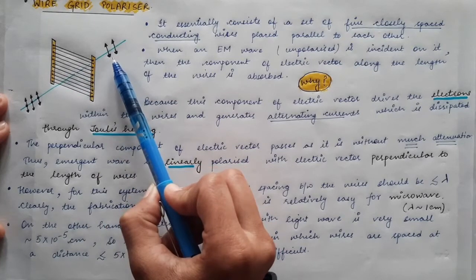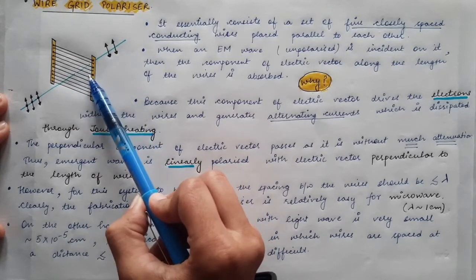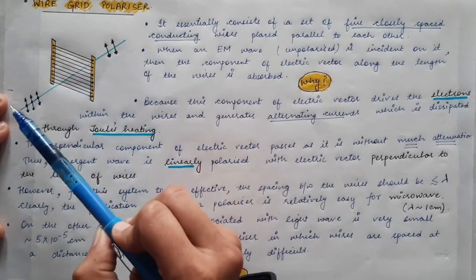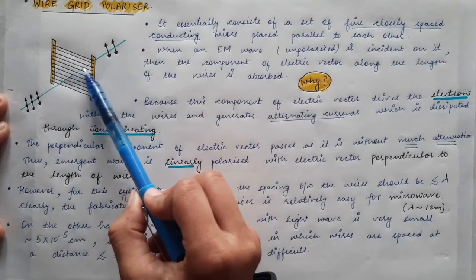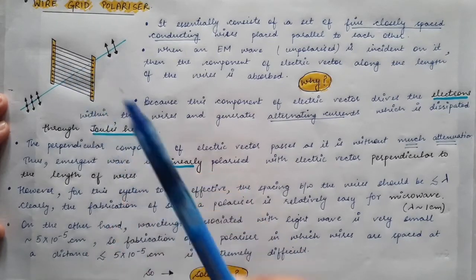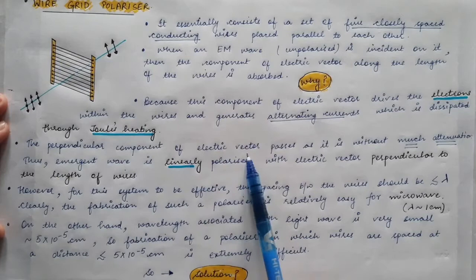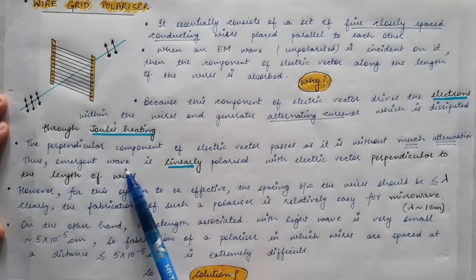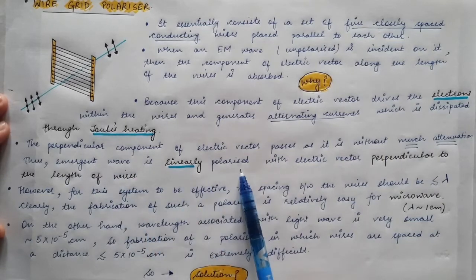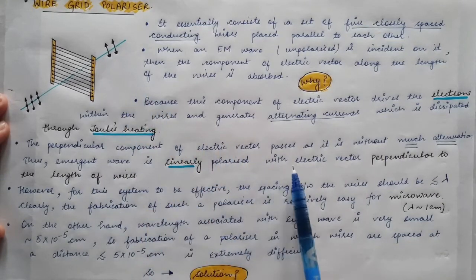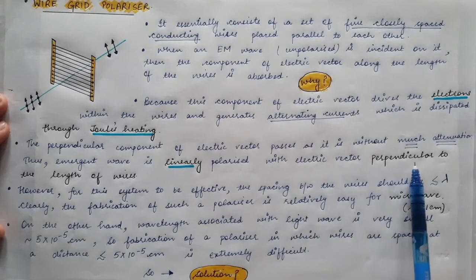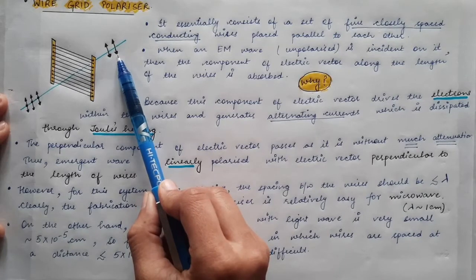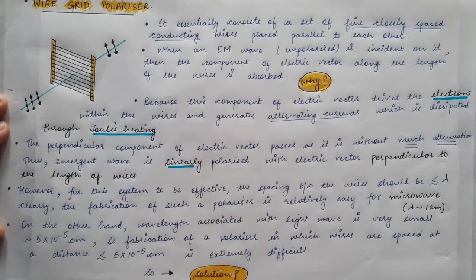So the EM wave which comes out of this polarizer has the vibrations of electric field perpendicular to the length of the wires, because the parallel component has been absorbed by the electrons. The perpendicular component of the electric field passes as it is without much attenuation. Thus the emergent wave, the outgoing wave, is linearly polarized, with the electric vector vibrations perpendicular to the length of the wires.